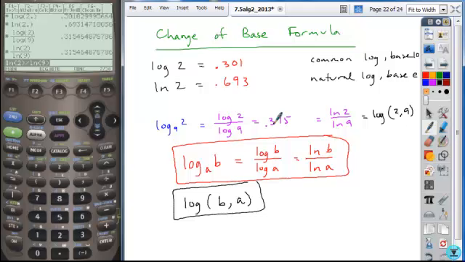All right, I want you to try one just to make sure that you can do it. And see if you can evaluate the following. Log base 4 of 13, to 3 decimal places.